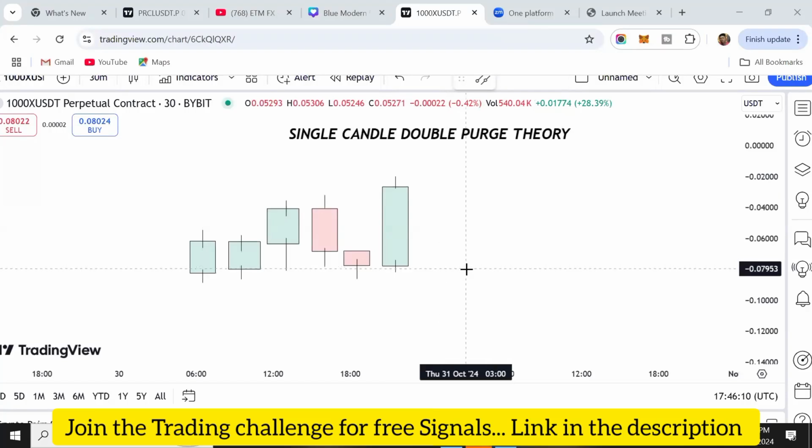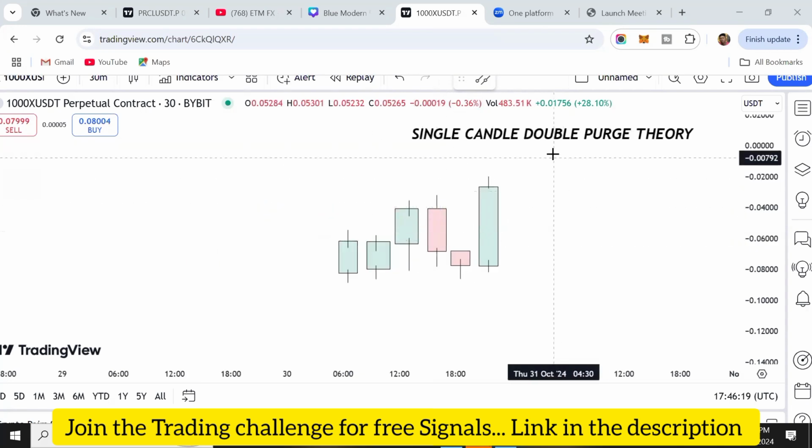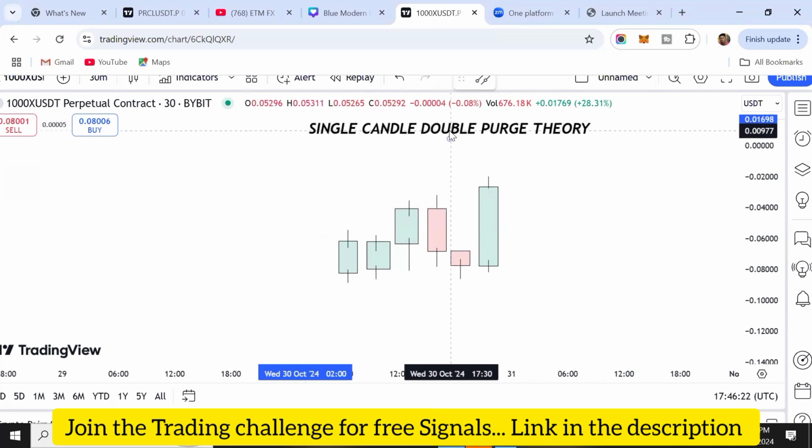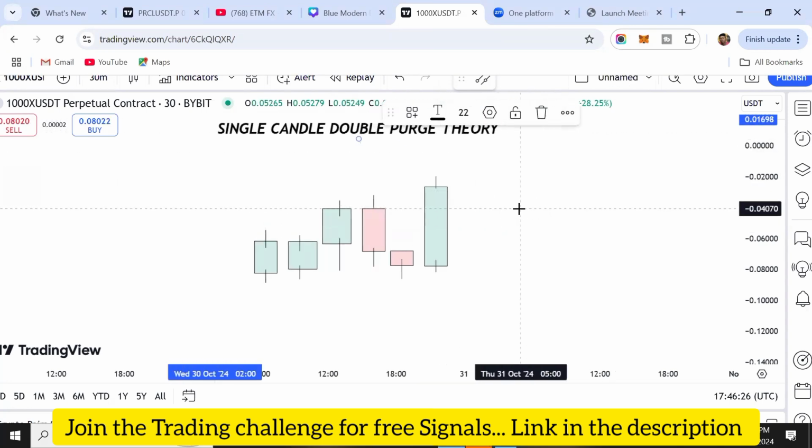So guys, this is what we call the single candle liquidity or double purge theory. Now I'm going to explain to you how to use this strategy to trade and make consistent profits out of the market in both directions, uptrend and downtrend.